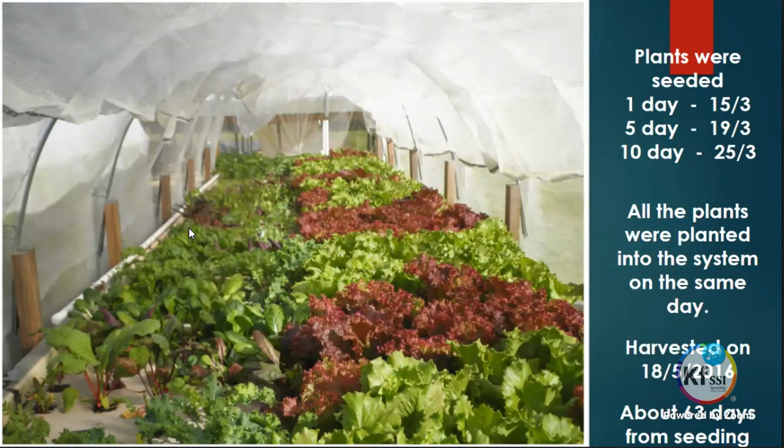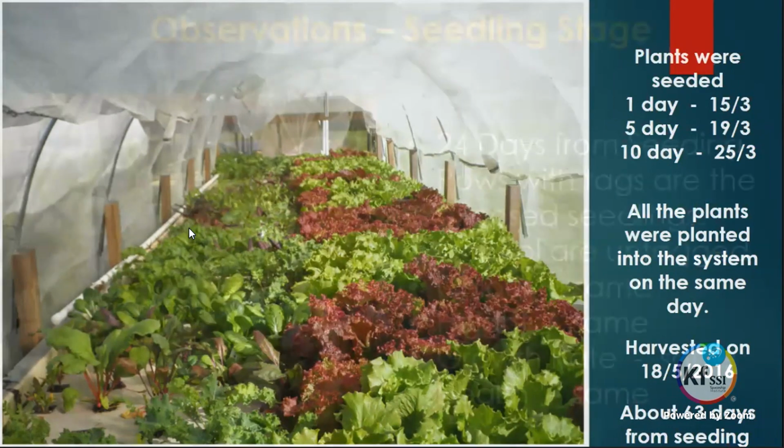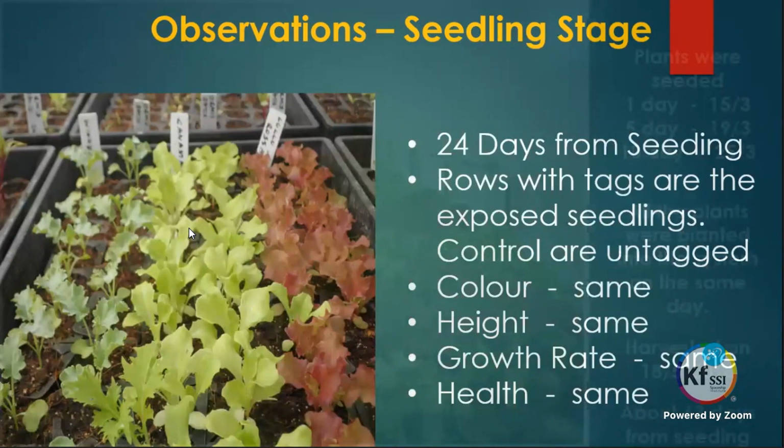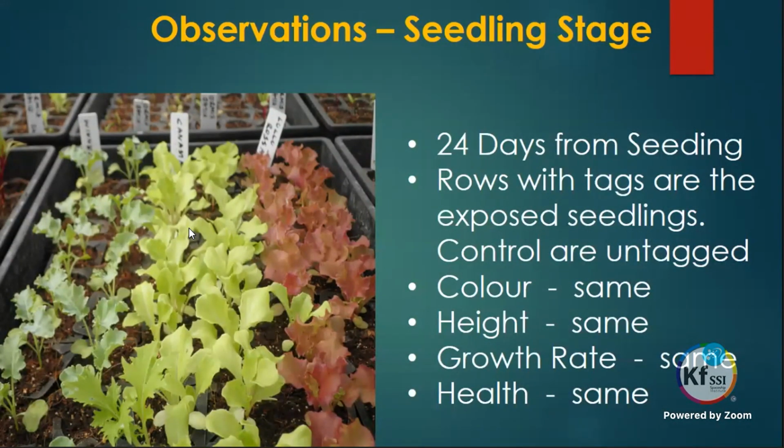So in this trough, we've planted all the seeds that were exposed to the fields for 1 day, 5 day, and 10 day. We planted them all on the same day into that system, and they were all then harvested on that same day as well. So what we had noticed, and it's pretty obvious when you look at the pictures, and I'll go back to this picture as well.